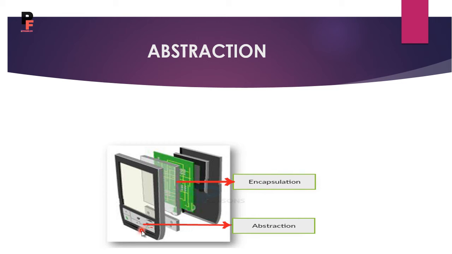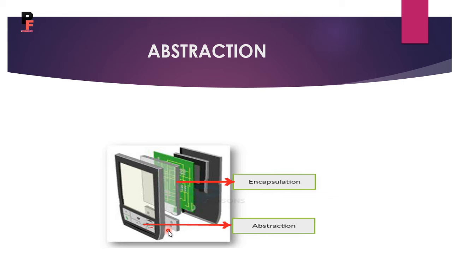So you can see the example here. You perform a call operation from your phone. You just click on a green button. This is abstraction because you don't know what is happening behind that. You just dial the number and then click on the green button and your call will be transferred. So encapsulation is behind the abstraction. You have seen the green button, but you don't know what is happening behind the green button.